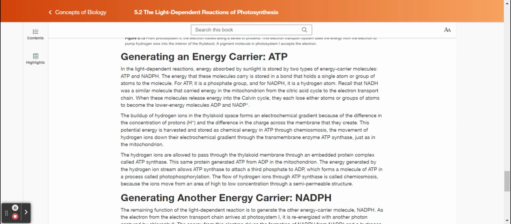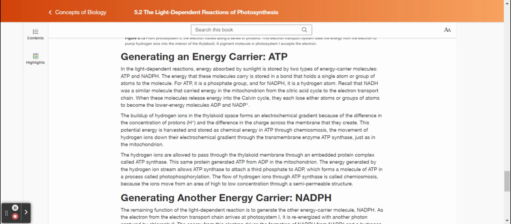Generating an energy carrier, ATP. In the light-dependent reactions, energy absorbed from sunlight is stored by two types of energy carrier molecules, ATP and NADPH. The energy that these molecules carry is stored in a bond that holds a single atom or group of atoms to the molecule. For ATP, it is a phosphate group, and for NADPH, it is a hydrogen atom.